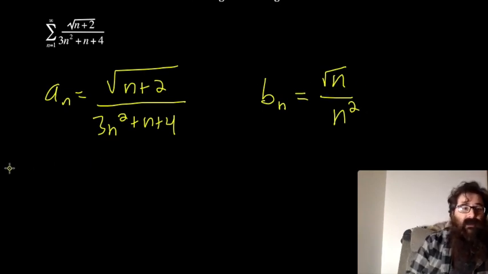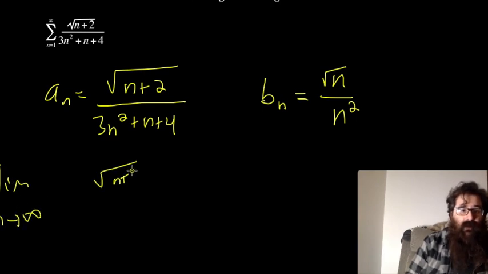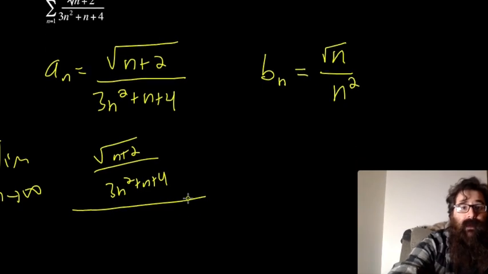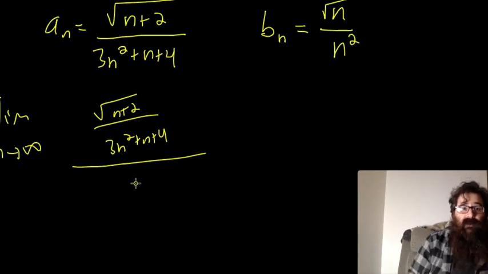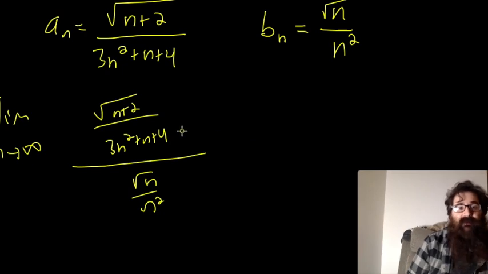So now I can set up for that limit. Limit as n goes to infinity. A sub n is on top. Radical n plus 2 over 3n squared plus n plus 4. And then divided by b sub n. So divided by radical n over n squared. And I don't want to leave this as a fraction divided by a fraction. So let's multiply by some reciprocals here. So numerator can stay the same.